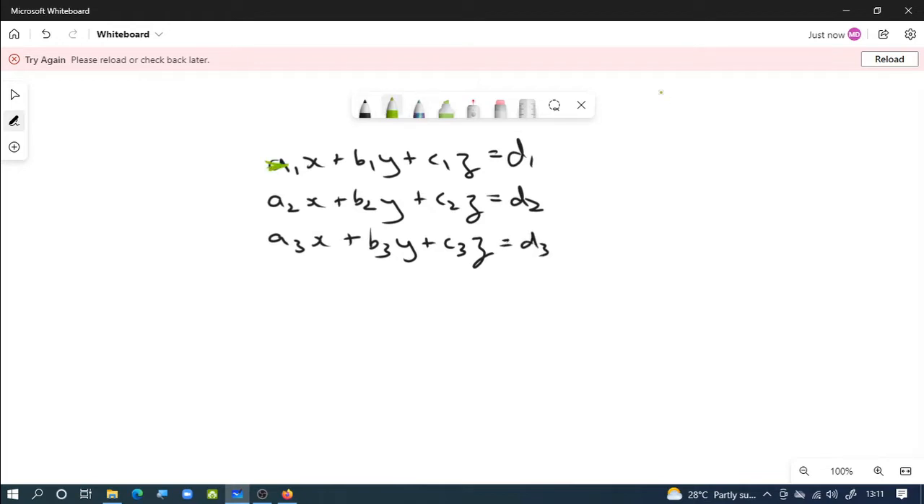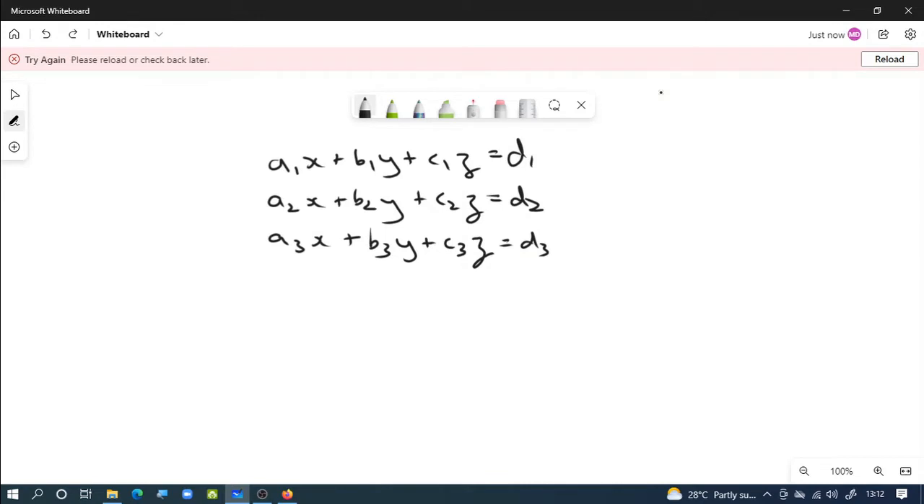The a_i's, the b_i's, the c_i's and the d_i's are the constants. So these are all constant terms, these are numbers, whereas x, y, and z are the variables for which we need to find the solution.